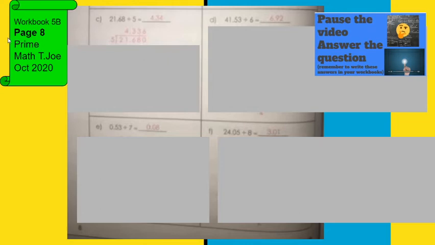What I really want you to understand, boys and girls, is the approximations. So if we take a look at this first problem, 21 and 68 hundredths, this is approximately 22. Or I could round it to maybe even 20. 20 divided by 5 gives us 4. So 21 and 68 hundredths divided by 5 is going to give us a number that's pretty close to 4. 4 and 34 hundredths.